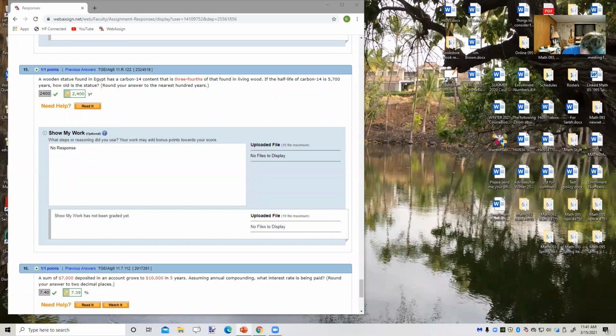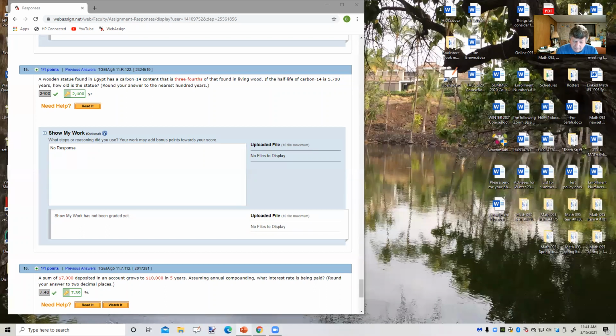So this is chapter 11, test number 15. A wooden statue found in Egypt has a carbon-14 content that is 3/4 of that found in living wood. If the half-life of carbon-14 is 5,700 years, how old is the statue? Round your answer to the nearest 100 years.